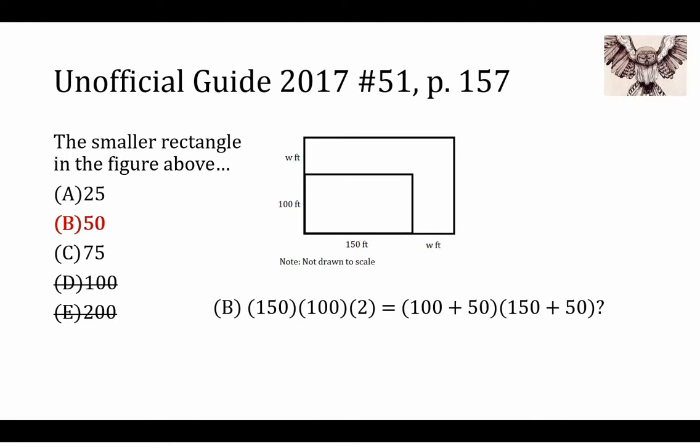Now, let's try B. So we do the same thing again, leaving everything in factored form. And this time, the 2 and the 100 are going to cancel with the 200 and leave me with 150 equals 150. So B must be the correct answer.